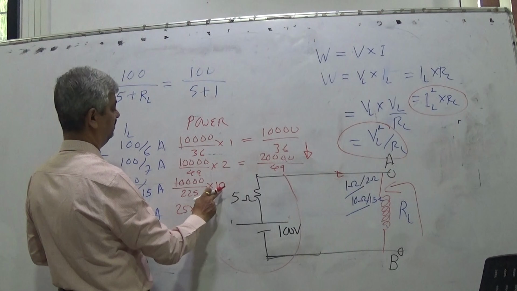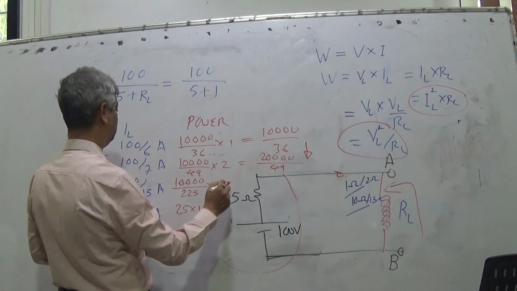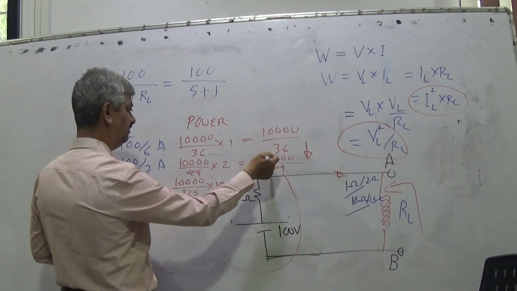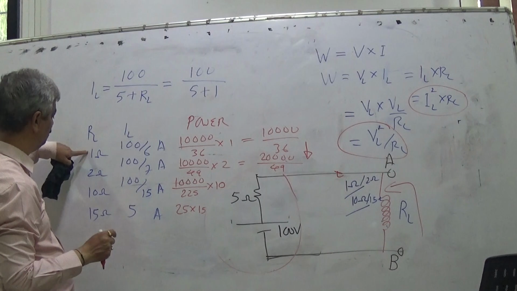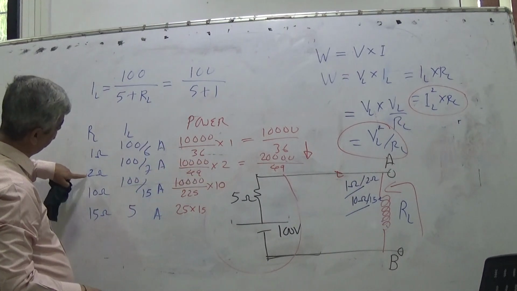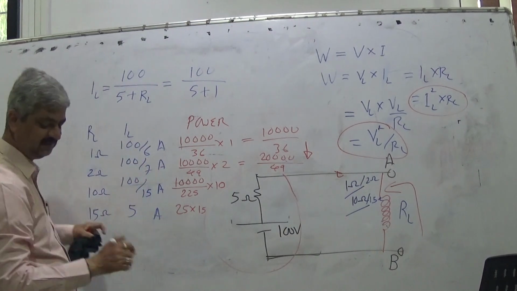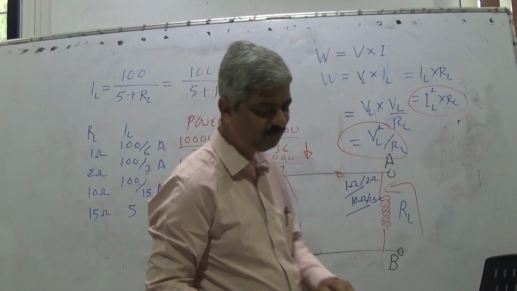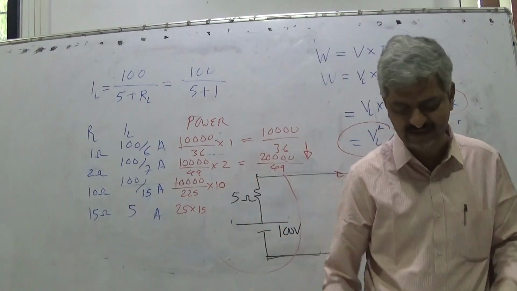Now here, 10,000 into 10 upon 225. You will see that when you increase from 1 to 2, power dissipated increases. When you increase from 2 to 10, it decreases. From 10 to 15, it further decreases. So you will find that if you go on increasing continuously further, it will decrease. Values you can very easily find.